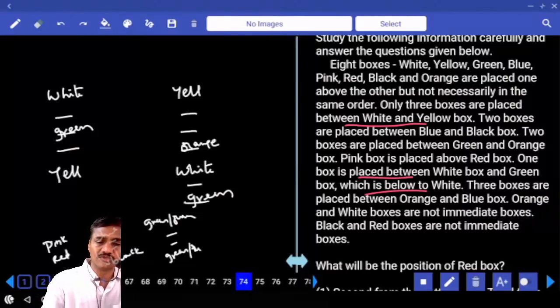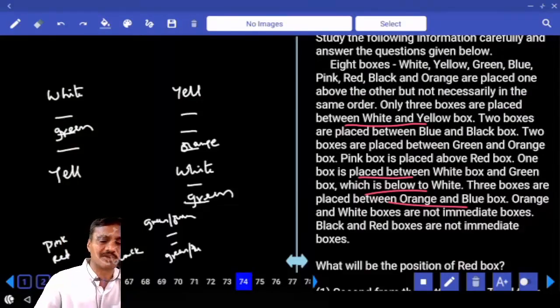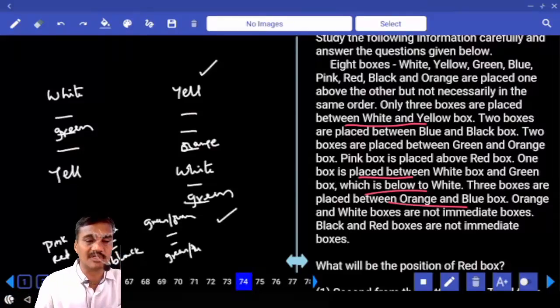Green and 1, 2, 3, 4, 5, 6, 7 boxes were done. Green and orange, there must be exactly 2. And blue and black, pink and red. And next one, 3 boxes between orange and blue. Now between orange and blue, there must be exactly 3 boxes. Orange is here, 1, 2, 3. Orange can be here or orange can be here.